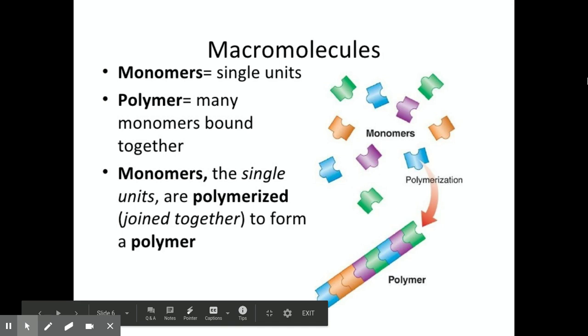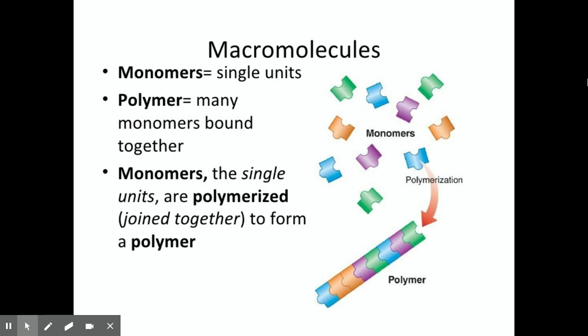Okay, a macromolecule. They're going to be made up of monomers. Okay, so a monomer is a single unit. Use your prefixes. Mono means one. Okay, so think of a monomer as one individual Lego. Okay, so if you put a bunch of Legos together, you put a bunch of monomers together, you're going to get a polymer. Again, the prefix poly means many. So you've got many monomers bound together.